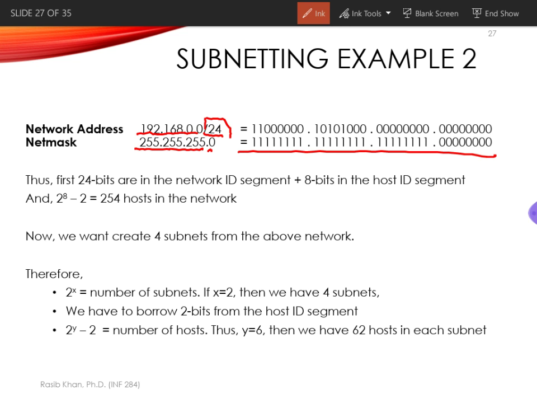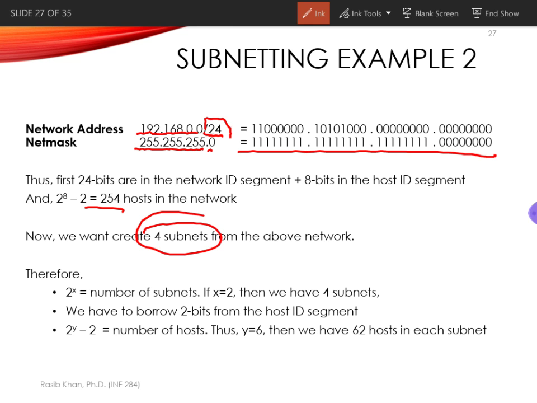And therefore, given that there are only 8 bits for the hosts, there are a total of 2 to the power 8 minus 2, which is equal to 254 hosts for this network. And what we are going to do is create 4 subnets for the above network.